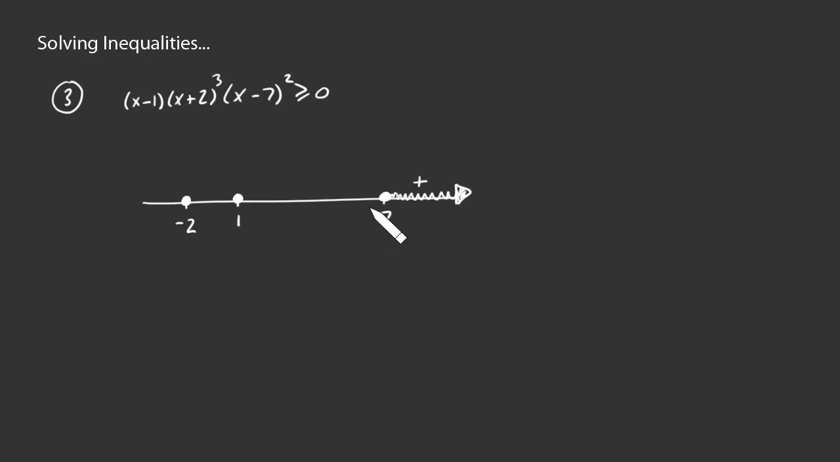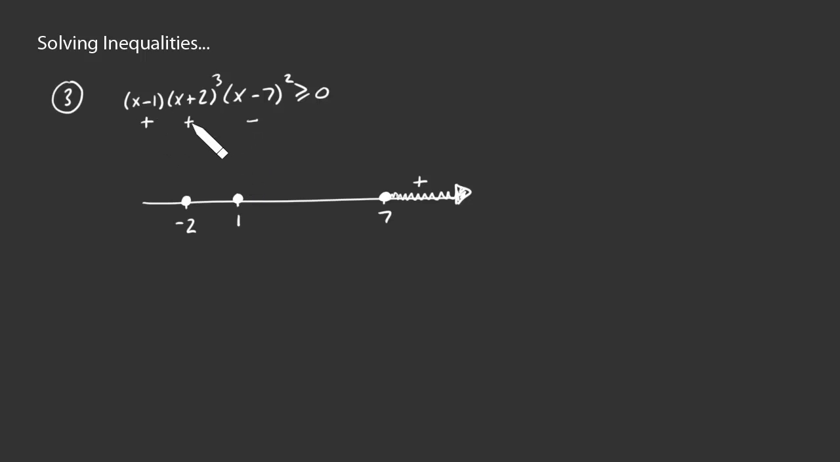If we're between 1 and 7, what are the signs of these various factors? X minus 1. Well, as long as I'm a little bit to the right of 1, which I would be if I'm in this interval, x minus 1 has got to still be a positive value, right? If I'm bigger than 1 and less than 7, x plus 2, also a positive value. But if I'm bigger than 1 and less than 7, and I subtract 7 from something less than 7, that's going to give me a negative, right?